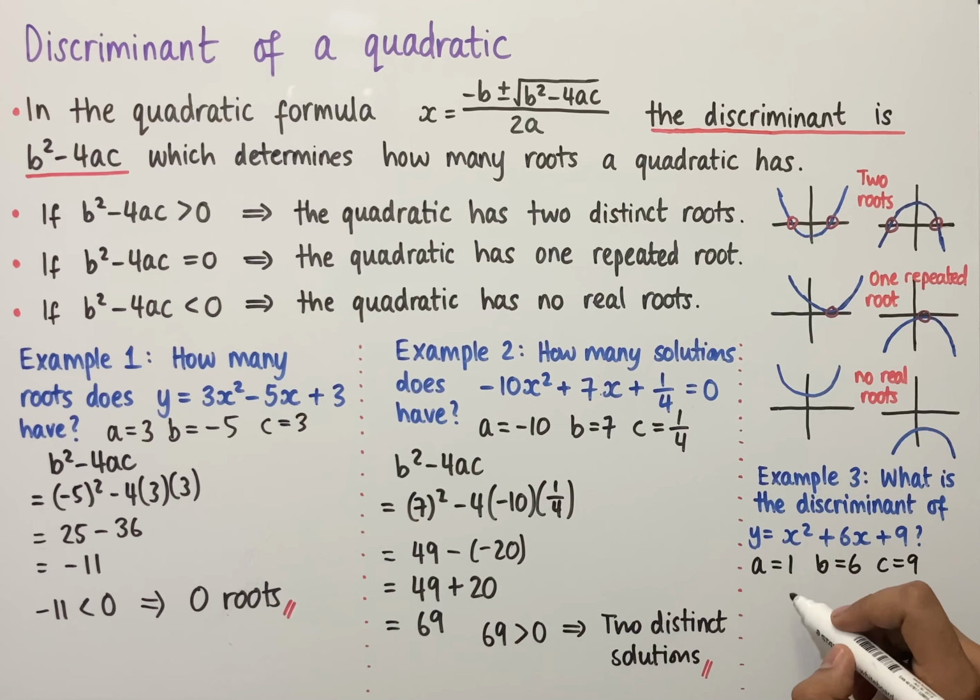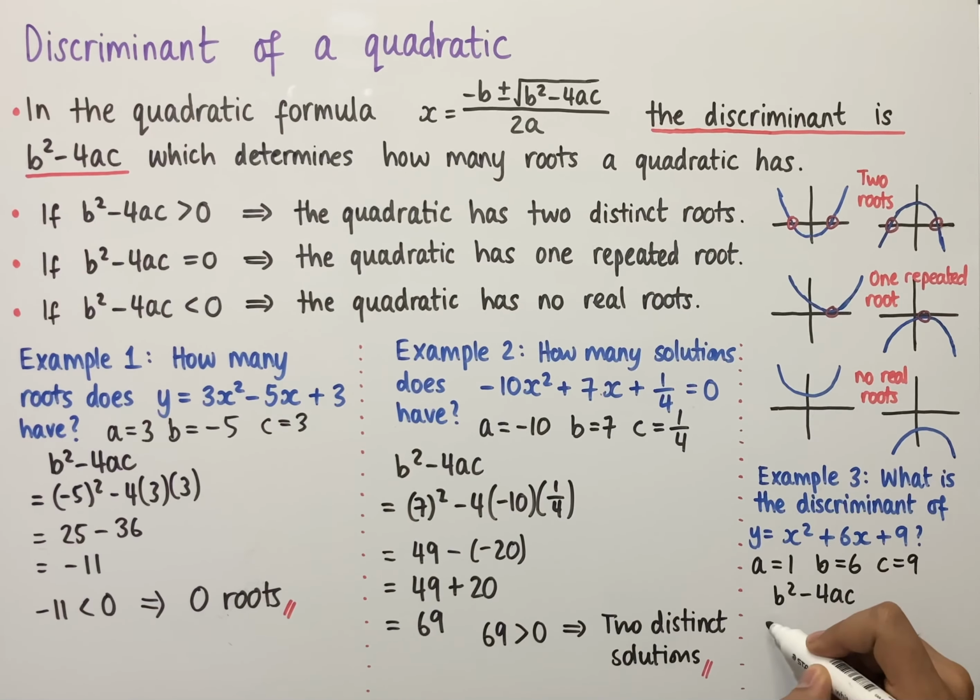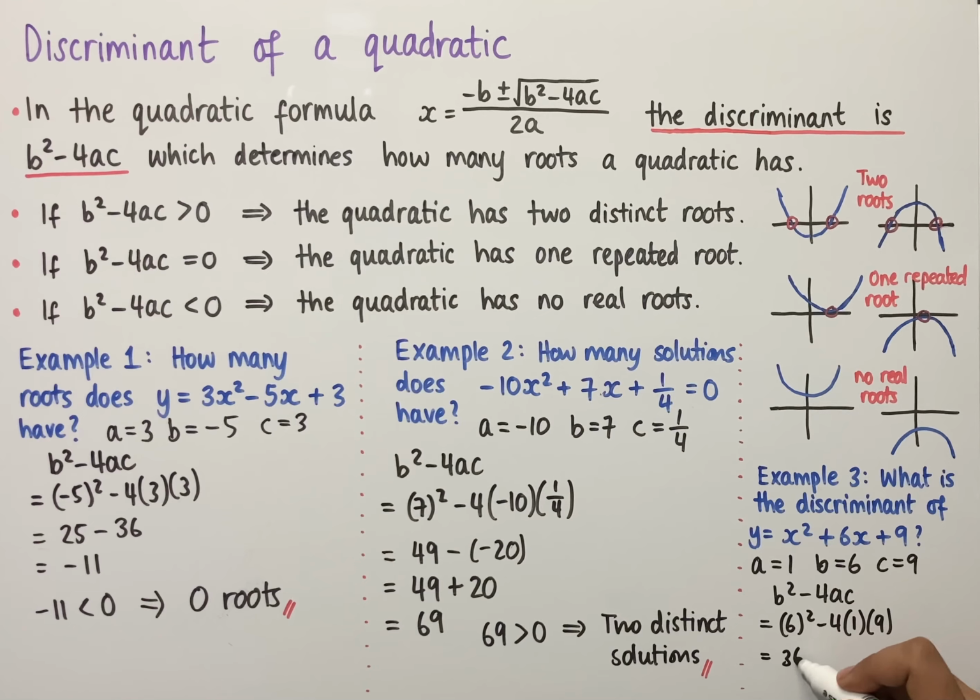So working out the discriminant, b squared minus 4ac, we have in this case that b is equal to 6, so we have 6 all squared minus 4 times a, which is equal to 1, times c, which is equal to 9. Now simplify this, we have 6 squared, which is 36, minus 4 times 1, which is 4, 4 times 9, which is 36. So 36 minus 36 is equal to 0. And so in this case, the discriminant of y equals x squared plus 6x plus 9 is equal to 0.